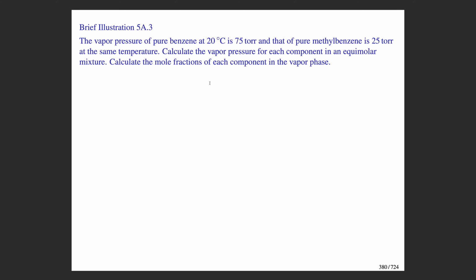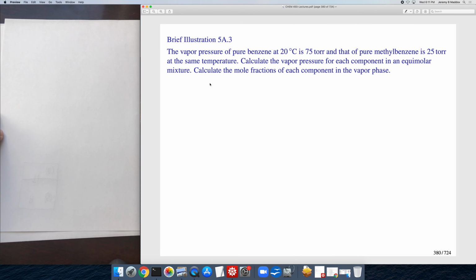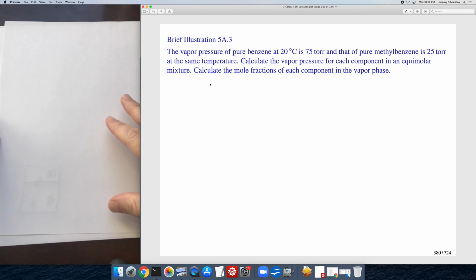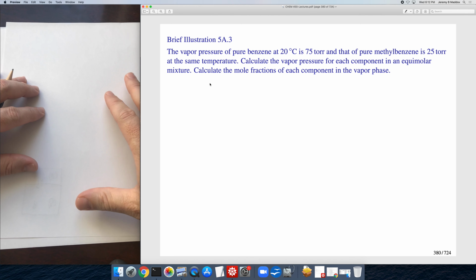So here we have a Raoult's law type of problem. We're given the vapor pressure of pure benzene at 20 degrees Celsius and the vapor pressure of pure methylbenzene at the same temperature as 25 torrs. Then we're being asked to calculate the vapor pressure for each component in an equal molar mixture.